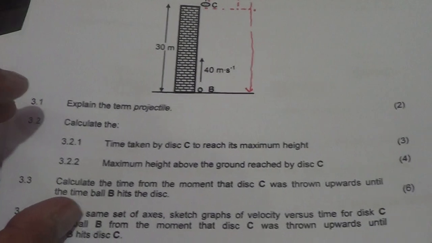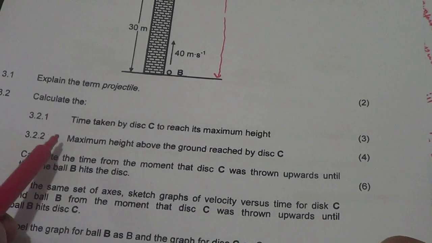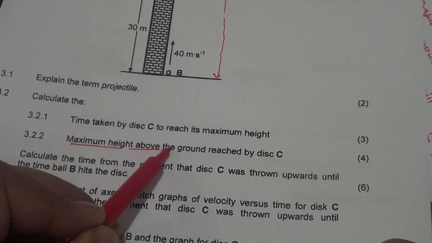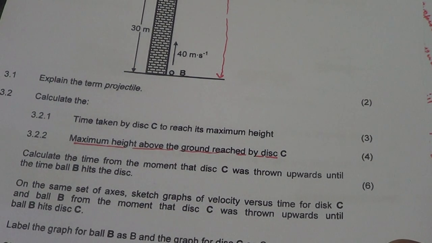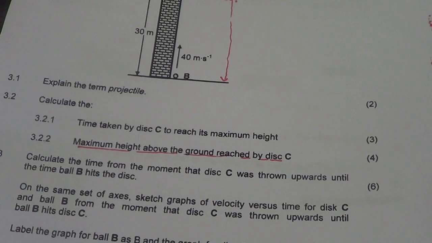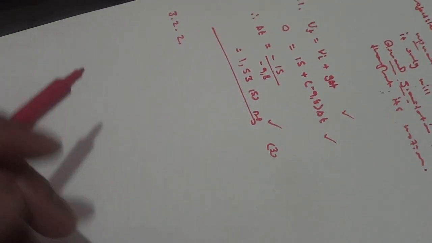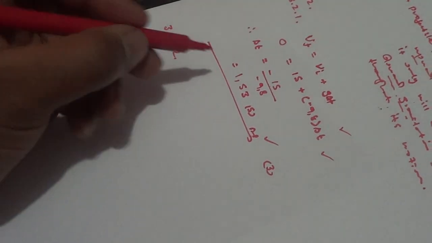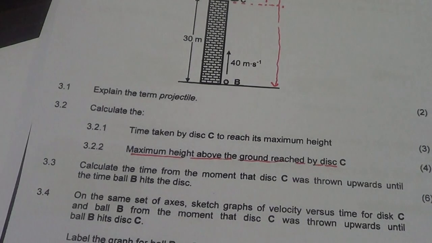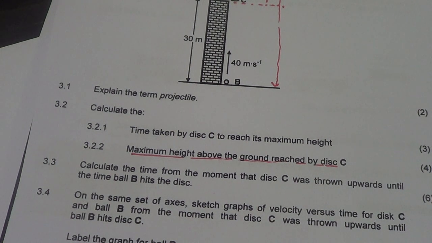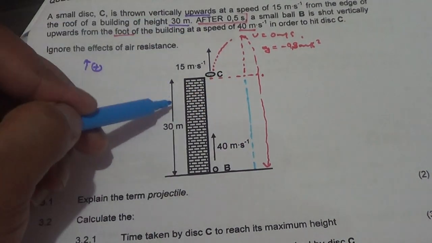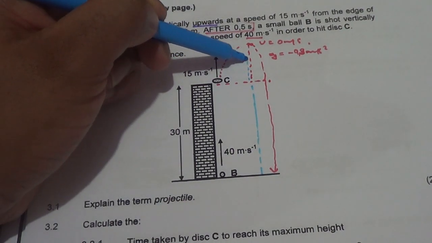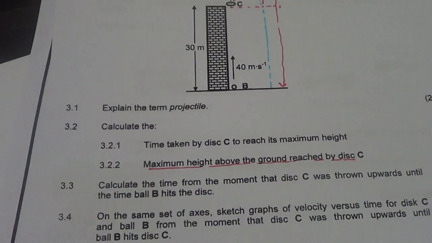3.2.2, what do they want? So now they are saying the maximum height above the ground reached by disk C. The maximum height above the ground reached by disk C. Now let's see what is the story here. Maximum height, remember, is going to be that whole distance. We're going to add this part, which is 30, plus this portion, which is what we need to determine now.